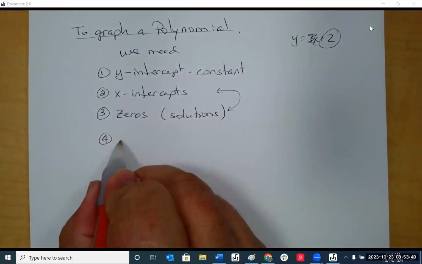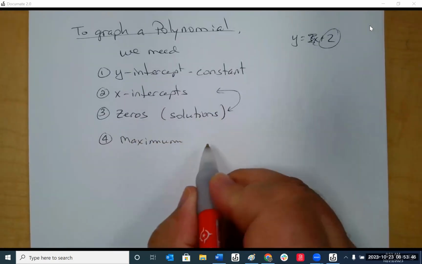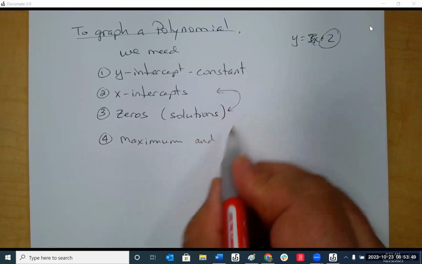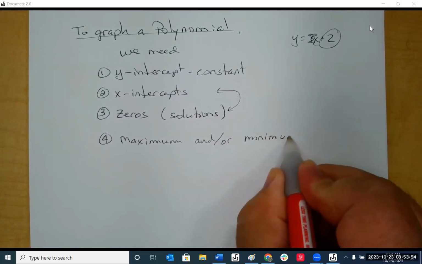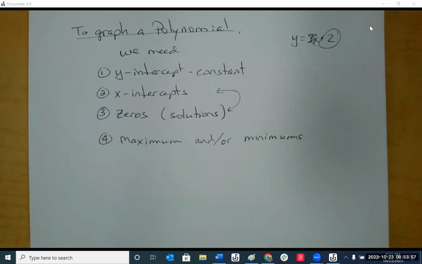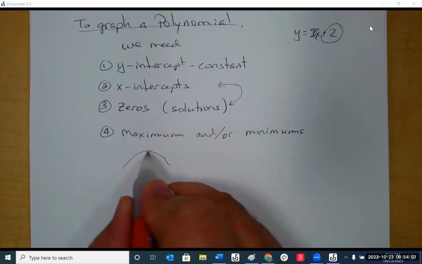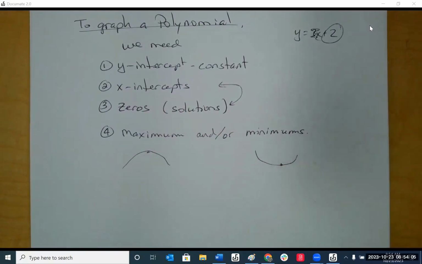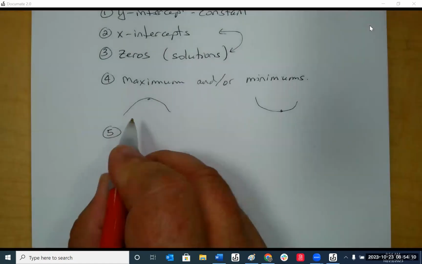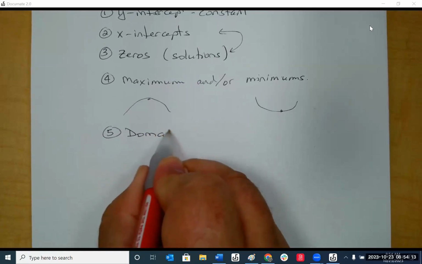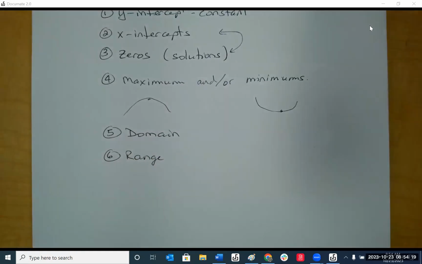Then when we're drawing polynomials, we have to find the maximum and or minimums, the highest or the lowest points. Remember, the maximum are the highest points, the minimums are the lowest points. We also have to know the domain and the range of the polynomial.